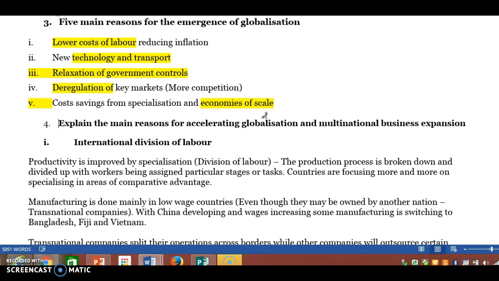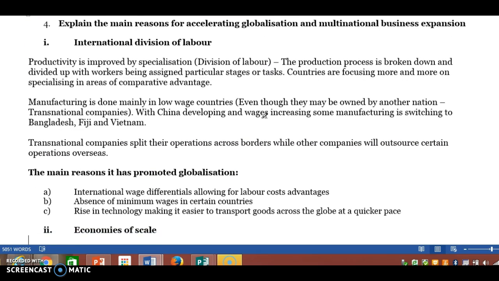economies of scale. So first of all, one of the main reasons for the accelerating rate of globalization and the fact that multinational businesses have expanded is this idea of an international division of labour. And basically what that means is that the production process is broken down into different sections, with workers being assigned different stages or tasks. So countries will focus on one part of the production process, and then another country will specialise in another area where they have comparative advantage.